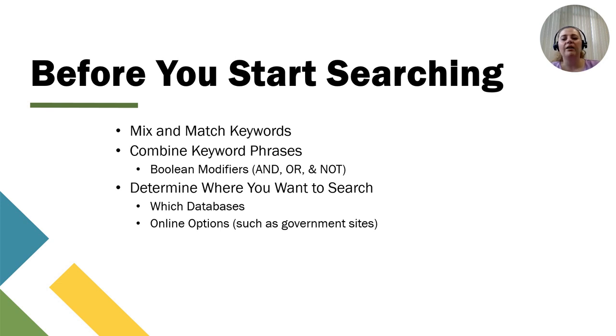Then we want to combine our keyword phrases. We can use our Boolean modifiers of and, or, and not to really help build out solid search strings. And then we want to also determine where we want to search. What databases and are there any online options? These would be things such as our government websites and reputable sources online.